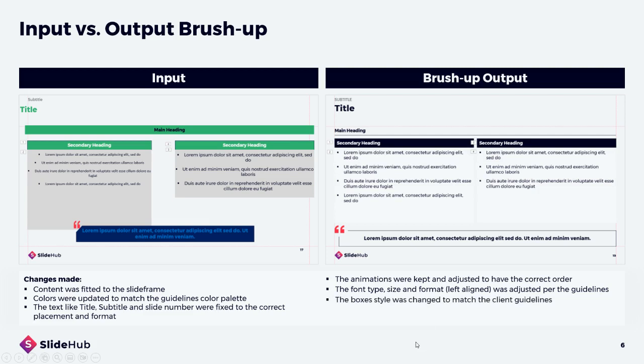Then the box style was also changed to match the client guidelines. You can see the main heading is now line heading and the secondary heading is box heading, whereas here it was all box heading. Alignments and spacing of boxes were also fixed to be consistent on the slide and the next slide. You can see here this spacing is all the same, but here we had less space here and more space here, which was inconsistent.